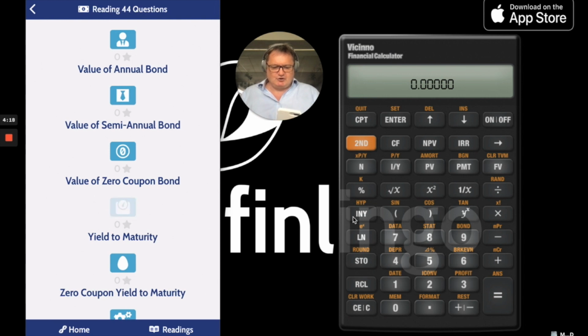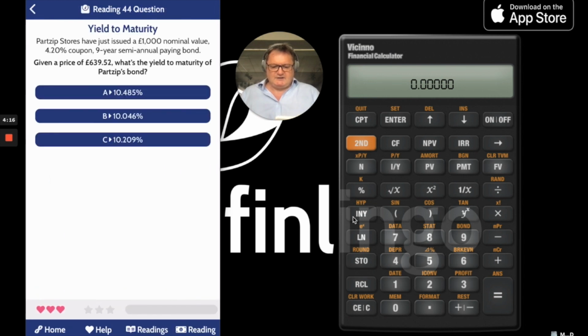So yield to maturity. Here's a question. Part Zip stores have just issued a £1,000 nominal value, 4.2% coupon, 9-year semi-annual paying bond. Given a price of 639.52, what's the yield to maturity of Part Zip's bond?